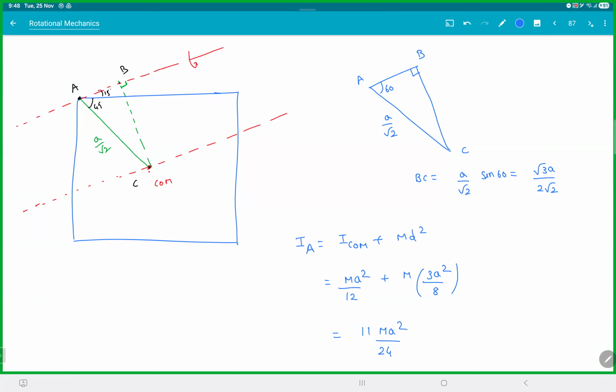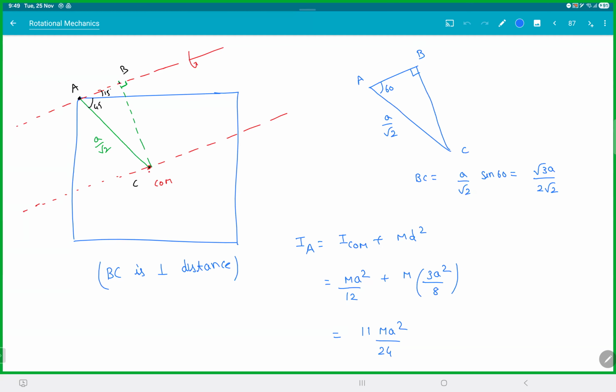Clear with this? The mistake is you thinking a by root 2 is the perpendicular distance. A by root 2 will be the perpendicular distance when? When the angle is 45, isn't it? If this axis is making an angle of 45 degrees, then it will be perpendicular. The 15 degrees won't make it perpendicular. Are you clear with that? And most of you got 7 m a square by 12. That would be one of the options in the exam, so be careful with that. So here BC is the perpendicular distance. Clear? Let's see a few more shapes.